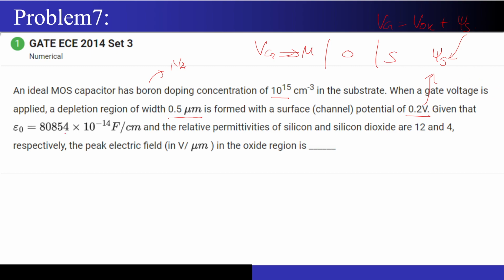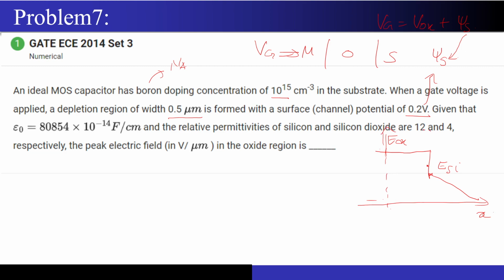Now they have given the permittivity of free space and the relative permittivities. They are asking us to calculate the peak electric field in the oxide region. I had already shown you the graph. This is what the electric field profile looks like. It drops suddenly, and then again we have a linear fall, and this is your ESI. And this was your oxide, and this is how our electric field graph looked.